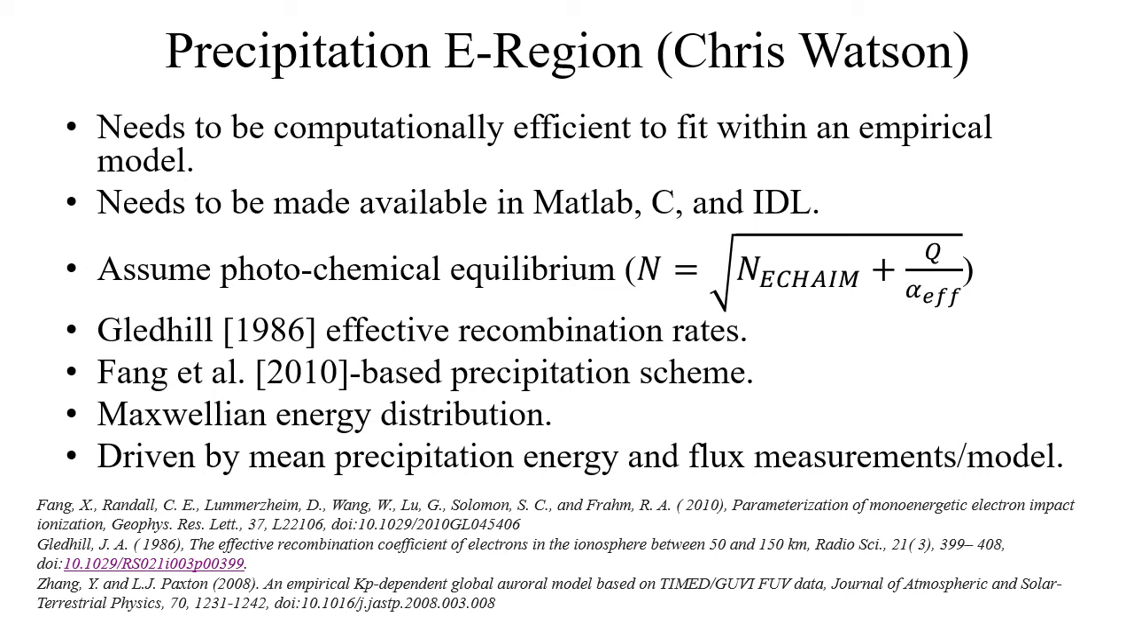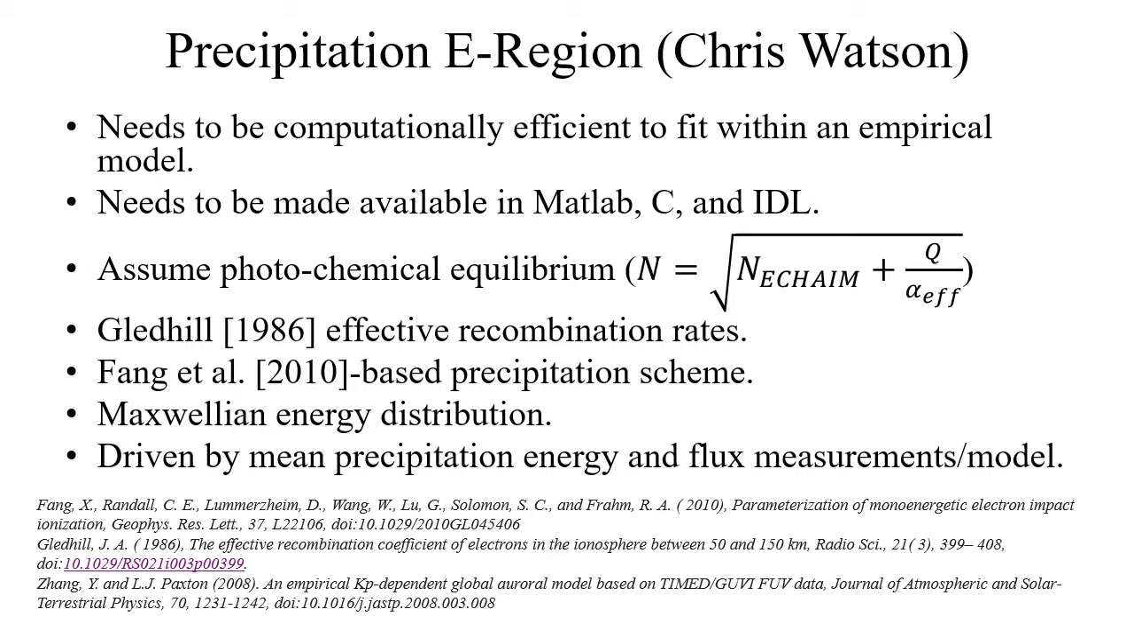Now, I mentioned that we've recently released version 2.0 of E-CHAIM that now includes a precipitation E-region model, which was originally developed by me and Dr. Chris Watson at UNB. We had a number of restrictions in how we needed to set this up, namely because one of the claims to fame of these empirical models is that they're computationally efficient. And on top of that, we've made the mistake of providing the code in three different source code languages. So we kind of tied our hands in terms of what we could do in adding a precipitation code to the model.